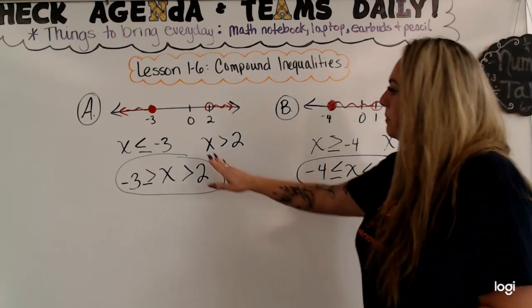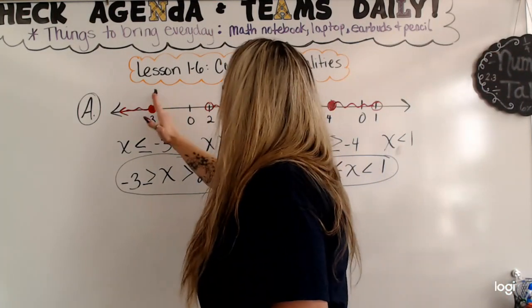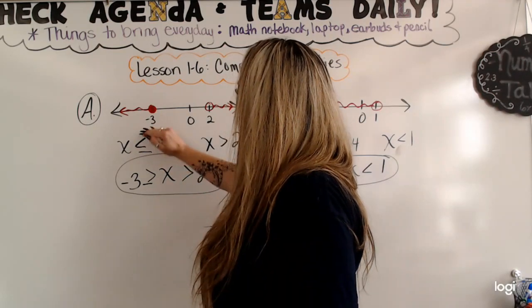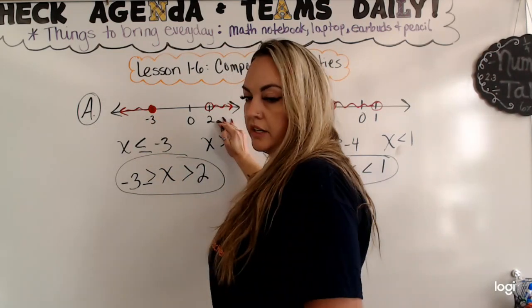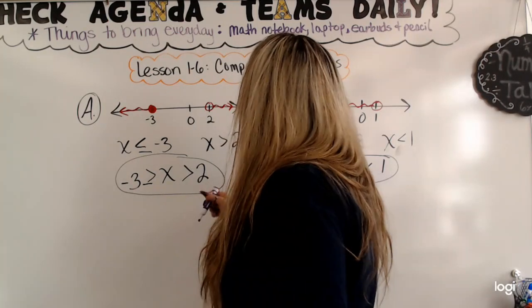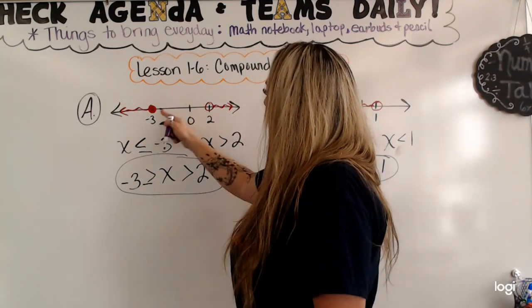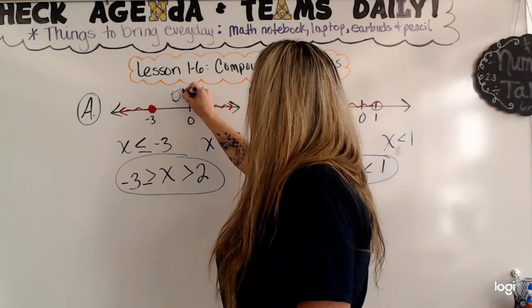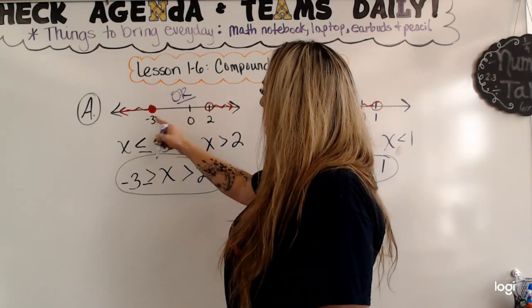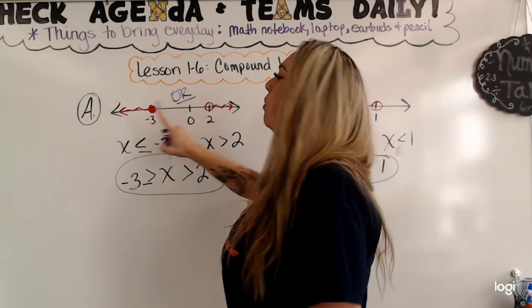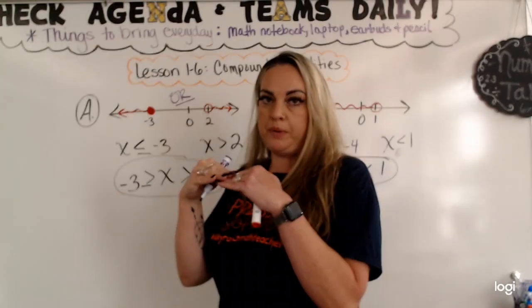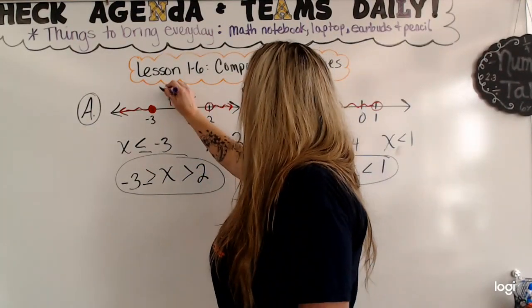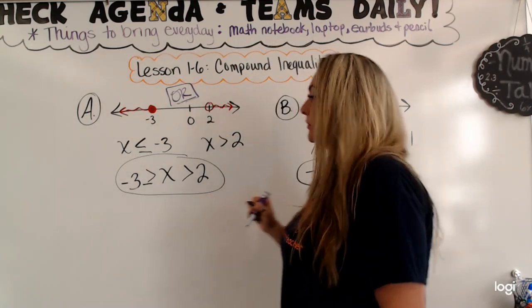Now, come back over here. There's a gap, right? It was x less than or equal to negative 3, x is greater than 2. In this case, because there's a gap here, that means that the values for x are either this or this. The solutions do not overlap. So it's an or type inequality.